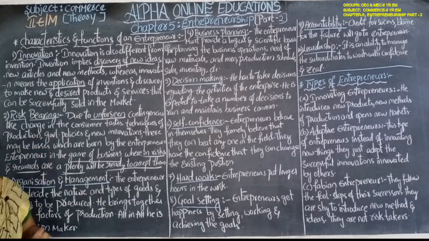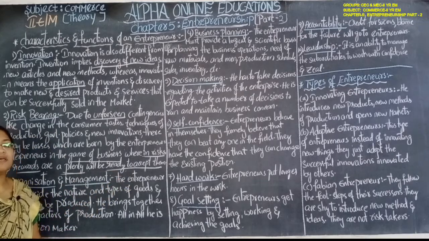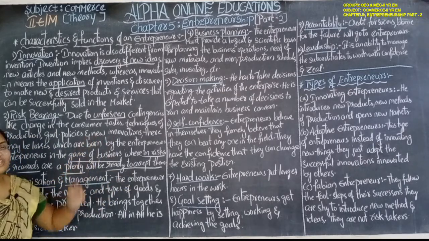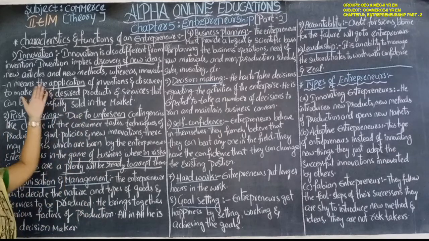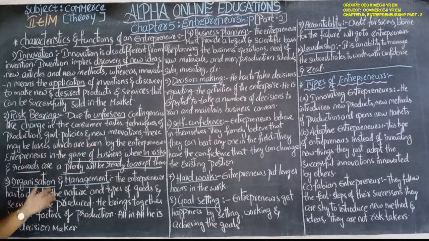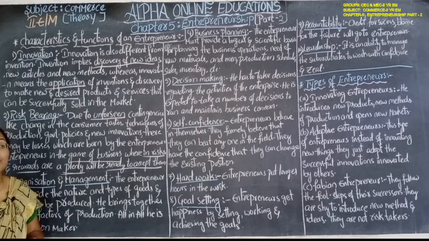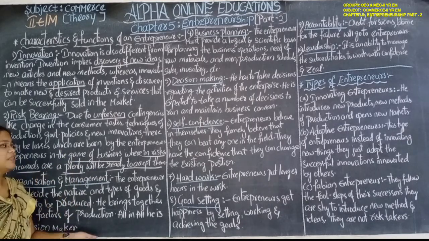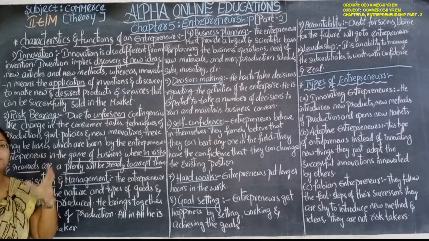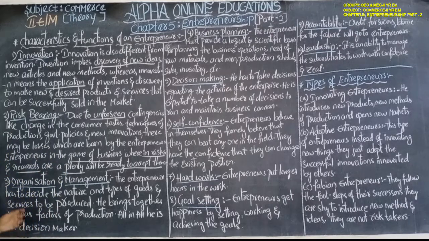Government policies, new government policies are coming every day. New innovations, new types of innovations. These all will create a type of risk for the entrepreneur. So in order to overcome this risk, he has to make good planning also. Okay, next, organization and management.